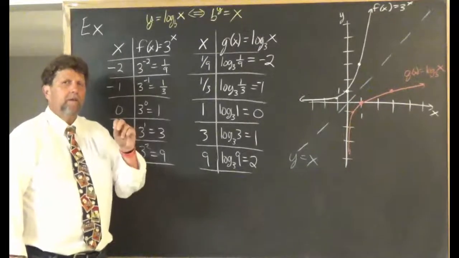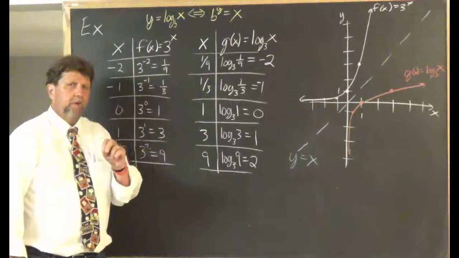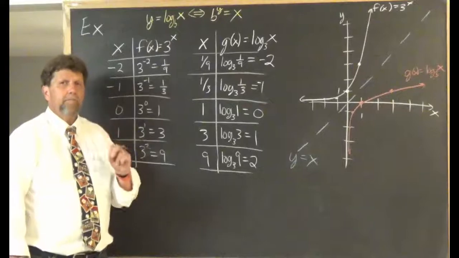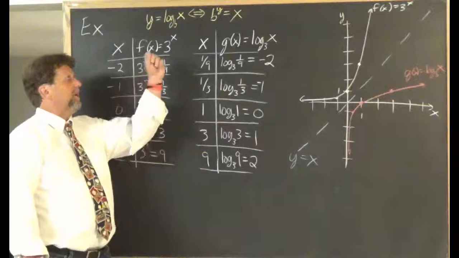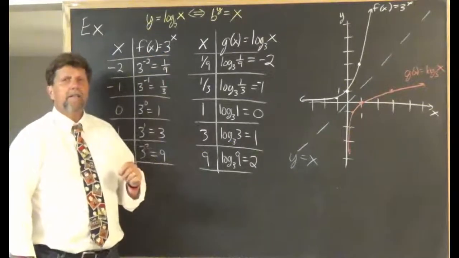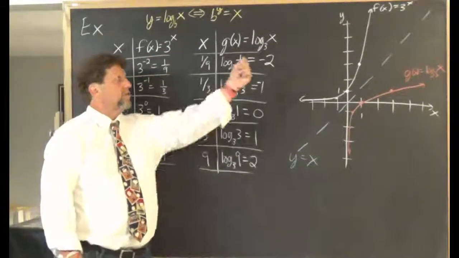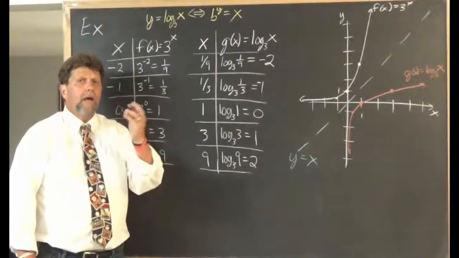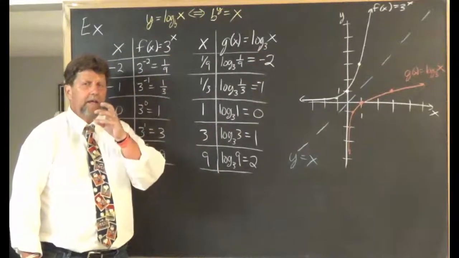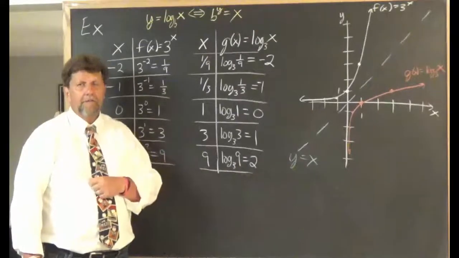A function and its inverse function will have graphs that are symmetric about the line y equals x. So for the exponential function 3 to the x, its inverse function is log base 3 of x. So exponential functions and logarithmic functions are inverses of each other.